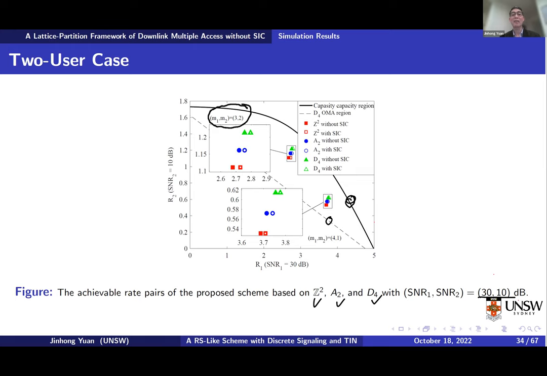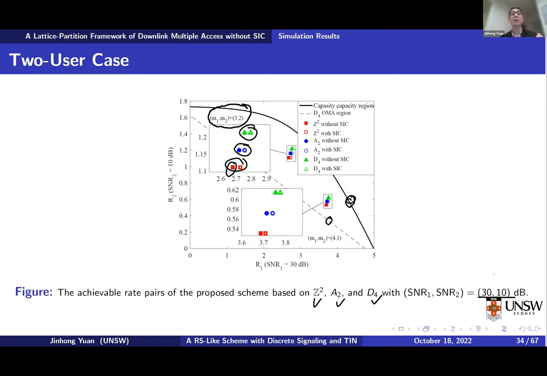by using different lattices. So the red one represents a two-dimensional integer lattice, and this blue one represents a two-dimensional Eisenstein integer lattice, and the green one represents this four-dimensional D4 lattice. And for each pair, you also see the red one, the solid one, representing that you don't do successive interference cancellation at the receiver. You're only treating interference as noise.